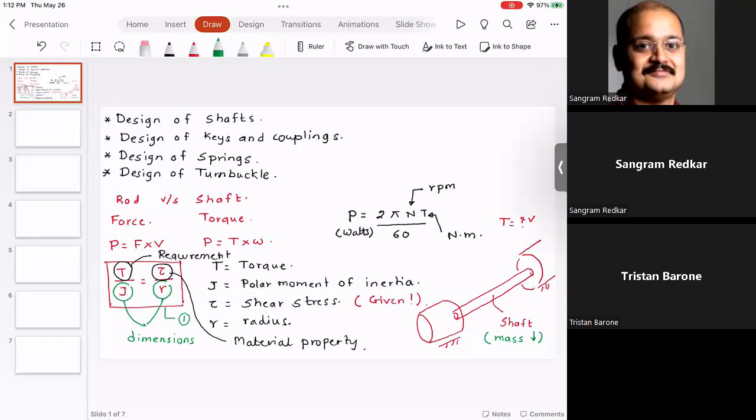However, the case becomes complicated when, in addition to the torque, there are some forces. And please understand, the pure torsion case is never possible in actual practice because shafts cannot be massless. Shafts will have mass, which means shafts are going to have their self weight.